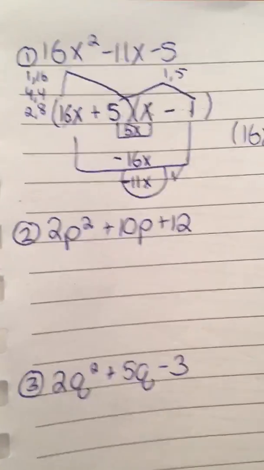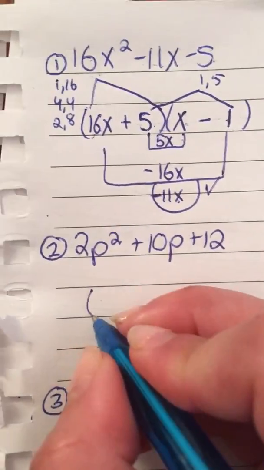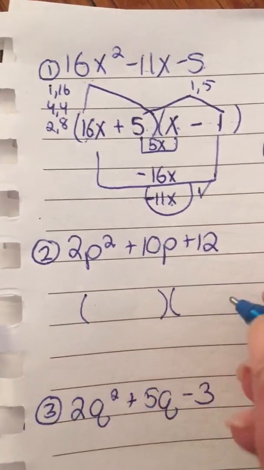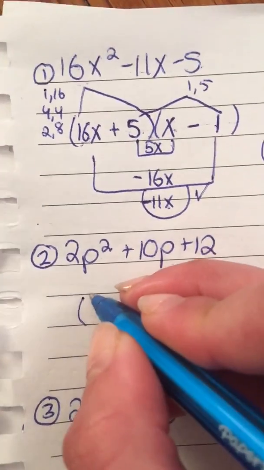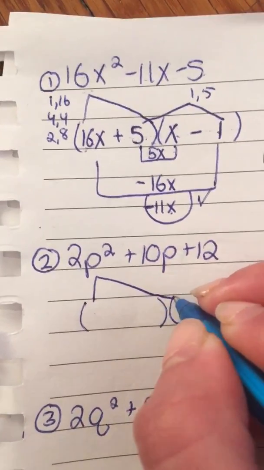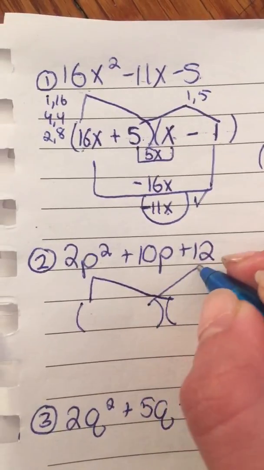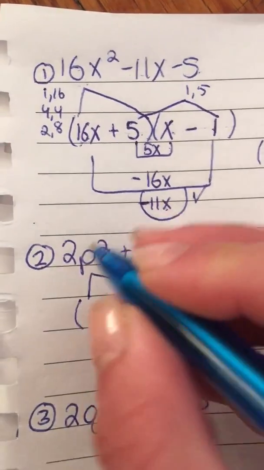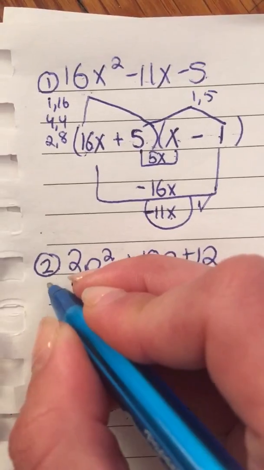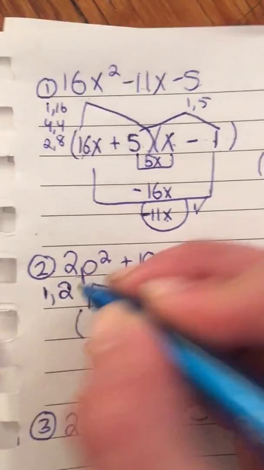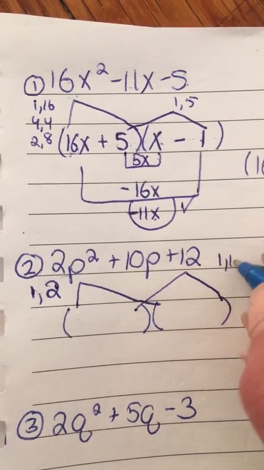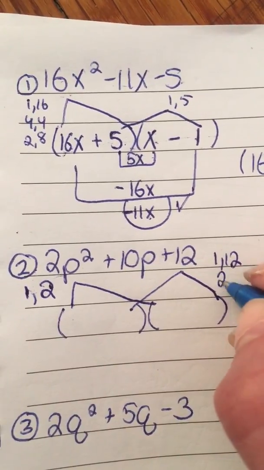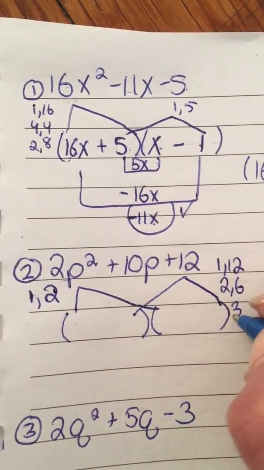So let's try another one. So we will first start by setting up our parentheses. First spots need to multiply to 2p squared. Last need to multiply to 12. So 2, there's only one set of factors. It has to be 1 and 2. 12, you could do 1 and 12, 2 and 6, or 3 and 4.